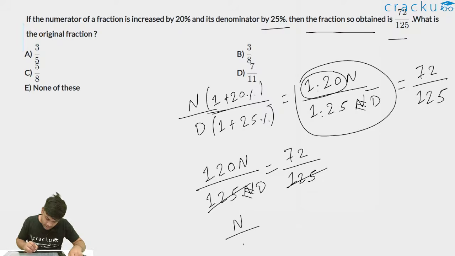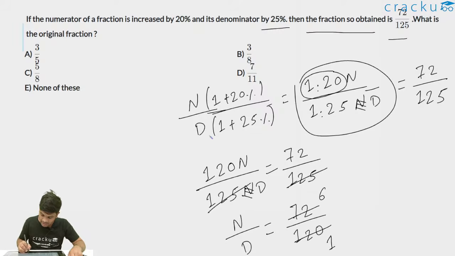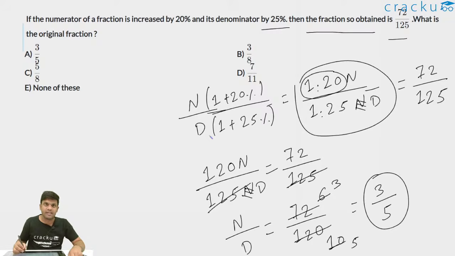So n by d, our original fraction, will be 72 by 120. Now if we look at it, we can cancel by 12 times, which is 6 and 10, and again by 2 times, which will give us 3 by 5. So the original fraction is 3 by 5. So our answer is option number A.